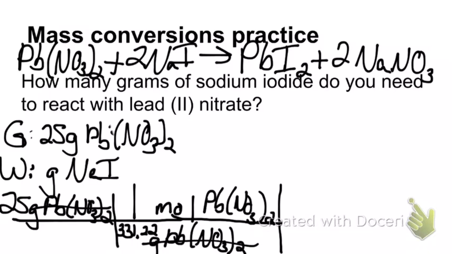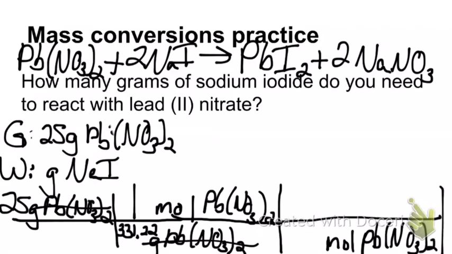So once we're in moles of one substance, now we can use the other unit factor, which is the mole ratio. All right, so we've got mole of Pb(NO3)2. Okay. And I want sodium iodide, so I'm going to do moles of sodium iodide.